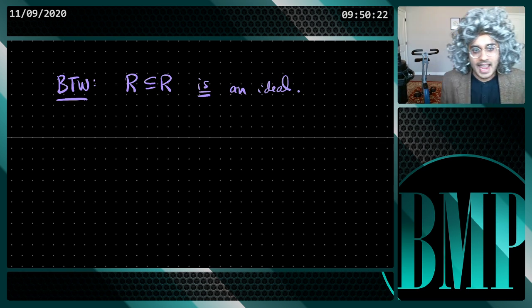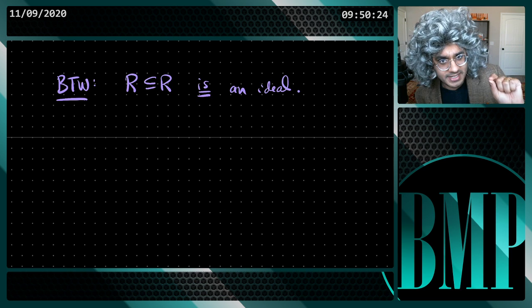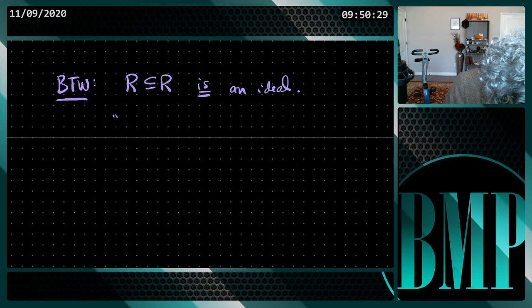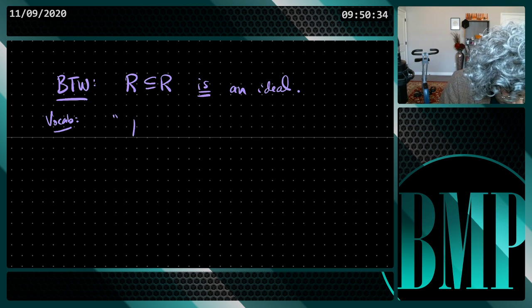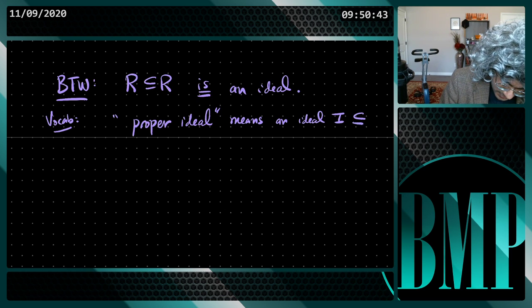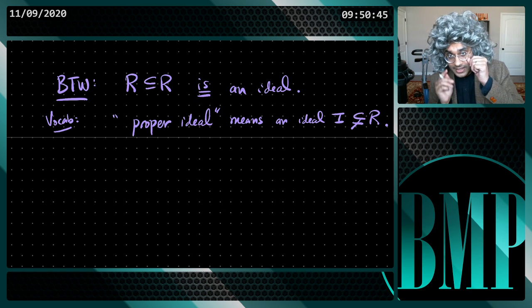By the way, R is an ideal. And if you ever want to talk about an ideal which is not this one, you use the adjective. So this is just vocabulary. You use the adjective proper ideal: an ideal that's not equal to the whole ring. Okay, so yes.